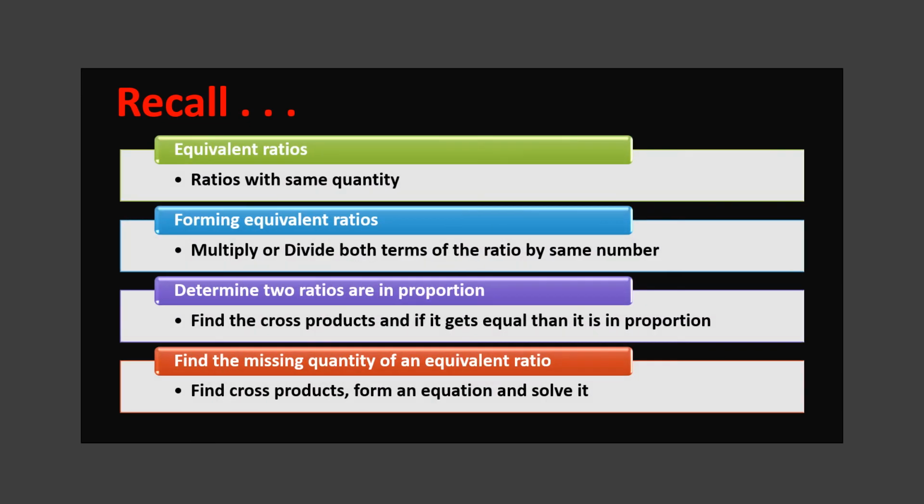Now let's recall what we learned. Equivalent ratios are ratios with same quantity. To form equivalent ratios, we need to multiply or divide our ratio. To determine two ratios are in proportion, you need to find cross products, and if it gets equal, then it's in proportion. To find the missing term of an equivalent ratio, you need to find cross products, form an equation, and solve it. Thank you.